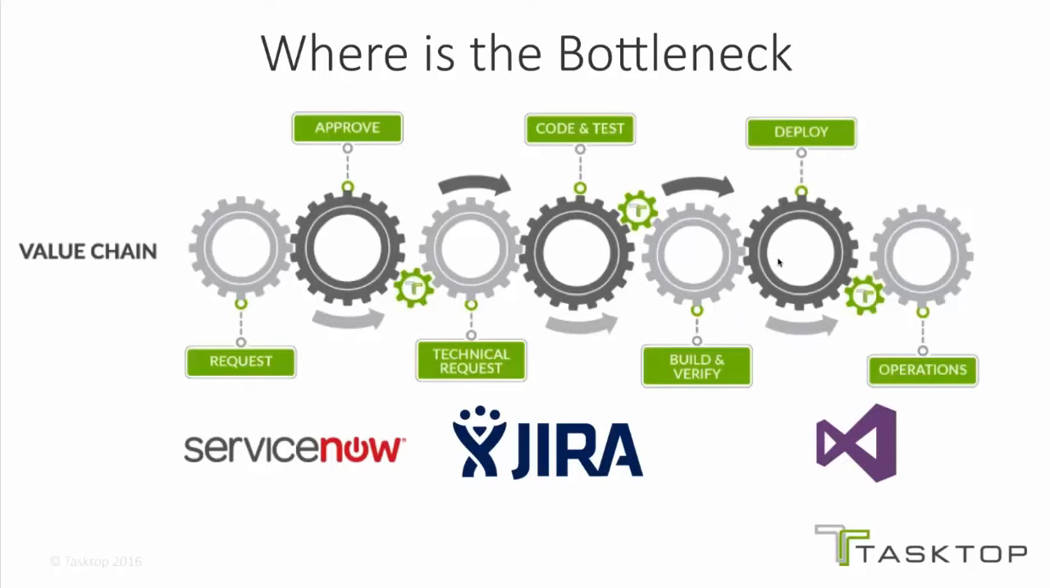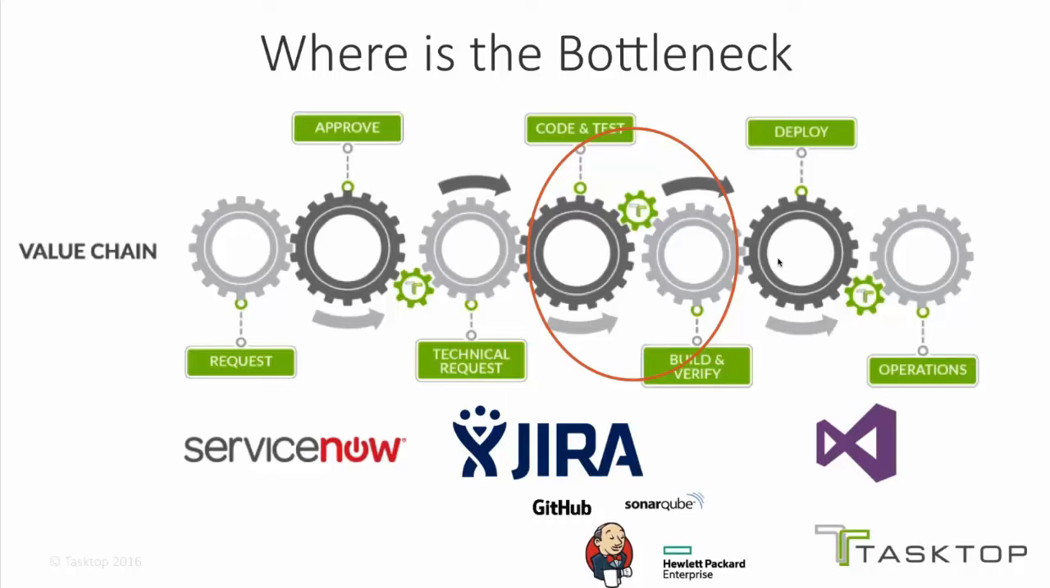We've identified the value chain, we've connected it, we're extracting data, and we've started to see there are some bottlenecks based on the data that we've extracted. So now that we've identified that, maybe the bottleneck here is somewhere in the code and test, build and verify area. Now we can start to, using the same approach that we just talked about, drill into that even more.